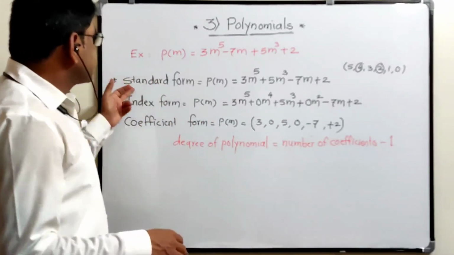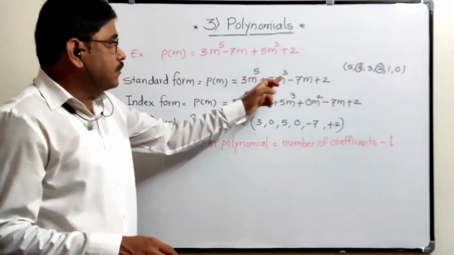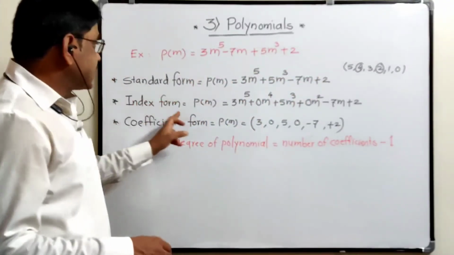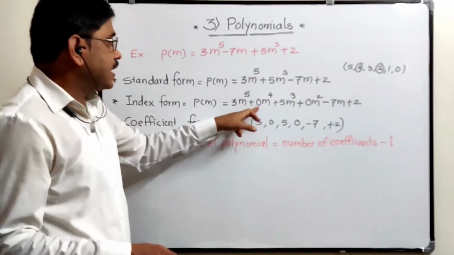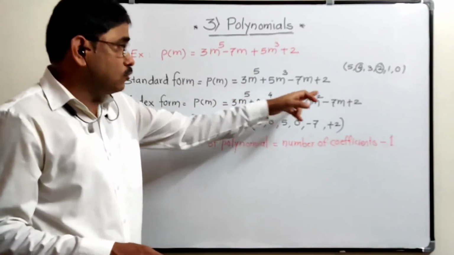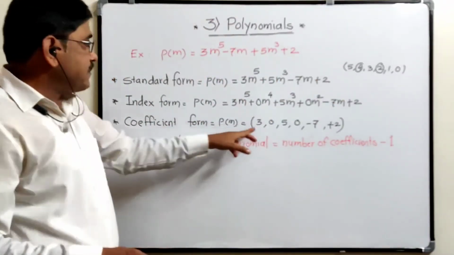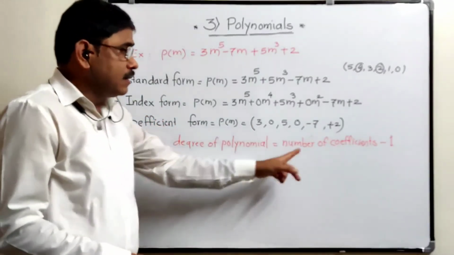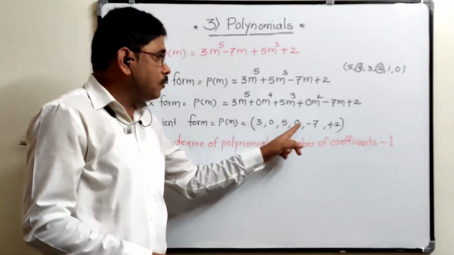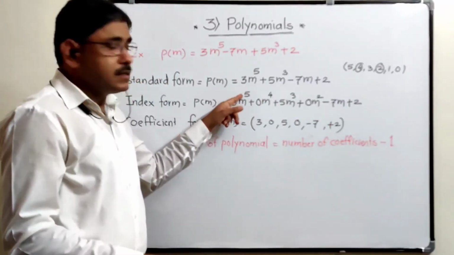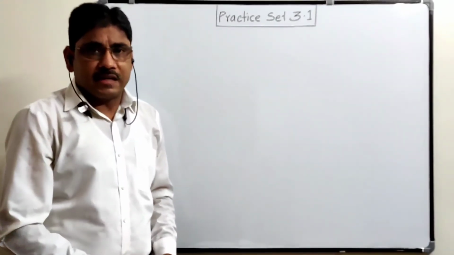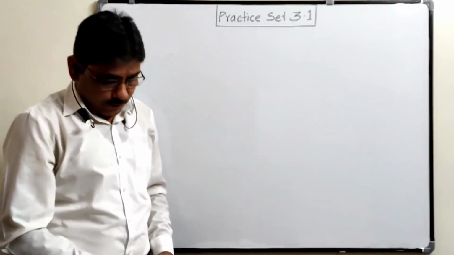So remember, standard form, यानी write the descending order of the powers. Index form, if absent terms are there, write with 0 coefficient, 5, 4, 3, 2, 1, 0. And only coefficient in the bracket, this is called coefficient form. How will we get degree? Number of coefficient, 1, 2, 3, 4, 5, 6. So we get degree 6 minus 1, 5. Now let us see practice set 3.1.